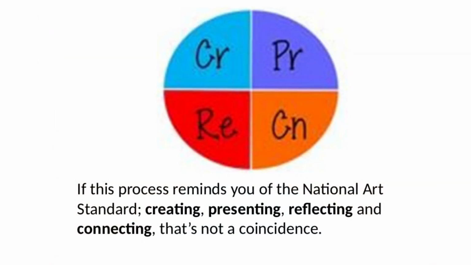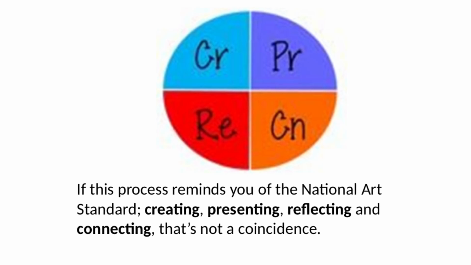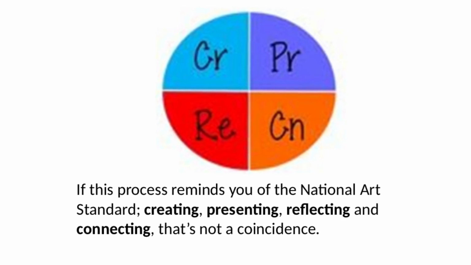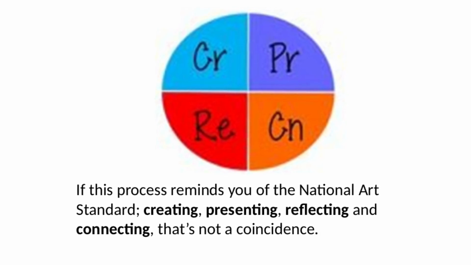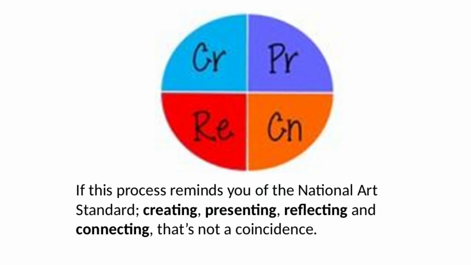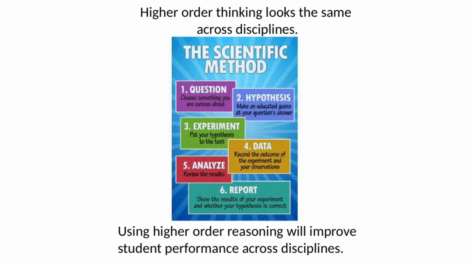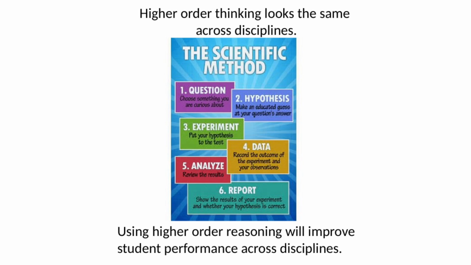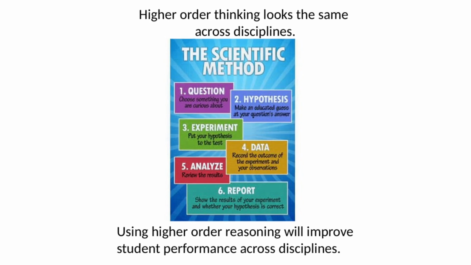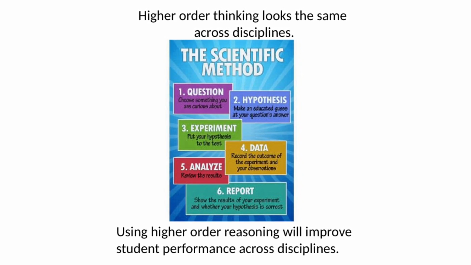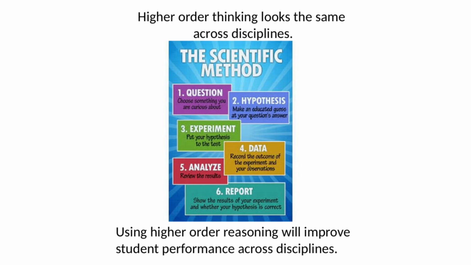If this process reminds you of the national art standards, creating, presenting, reflecting, and connecting, that's not a coincidence. Note the similarities to the scientific method. Higher order thinking skills look the same across disciplines, and using higher order reasoning will improve student performance across disciplines.